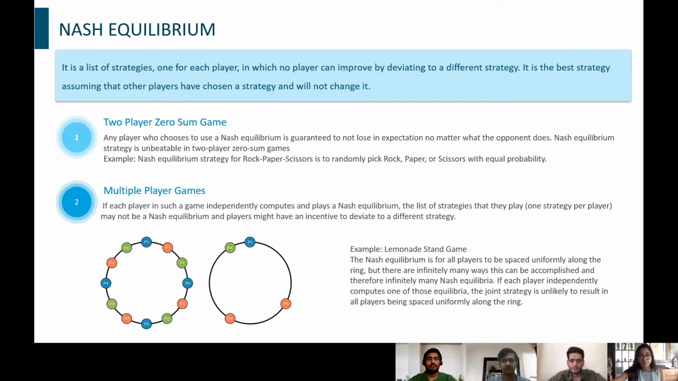A Nash equilibrium, which is one of the major concepts of game theory, can be defined as a list of strategies, one for each player, in which no player can improve by deviating to a different strategy. Nash equilibria have been proven to exist in all finite games and in many infinite games as well, although finding an equilibrium may be very difficult. It is the best strategy assuming that other players have chosen a strategy and will not change it.